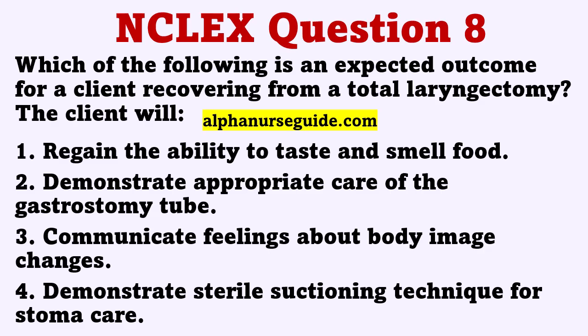The correct answer is 3. It is important that the client be able to communicate his or her feelings about the body image changes that have occurred as a result of surgery. Open communication helps promote adjustment. The client may not regain the ability to taste and smell food because of no longer breathing through the nose, or because of radiation therapy treatments, or both. A gastrostomy tube would not typically be placed after a total laryngectomy, nor would it be necessary for the client to demonstrate sterile suctioning technique for stomach care. The client would use clean technique.